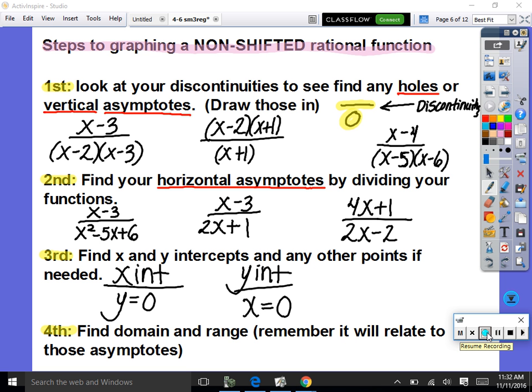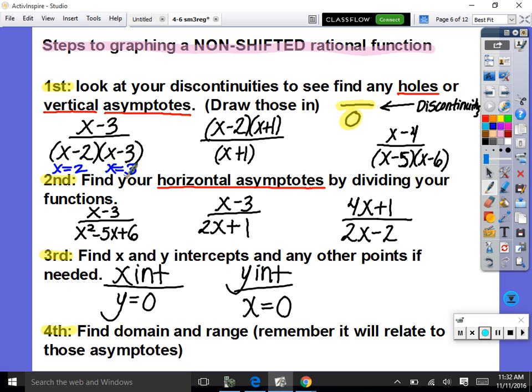So first look at your discontinuities to find holes in vertical asymptotes. So just look at these. We would say, okay, where's our discontinuities? That's when the bottom equals 0. So x equals 2 is a discontinuity, correct? And x equals 3 is a discontinuity. Is everybody caught up mentally with me?